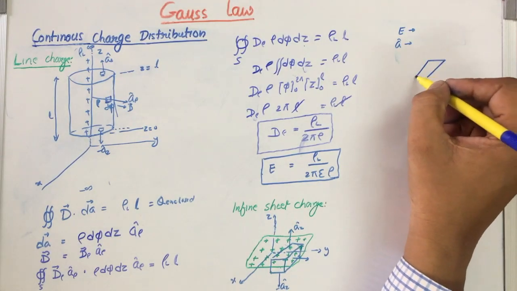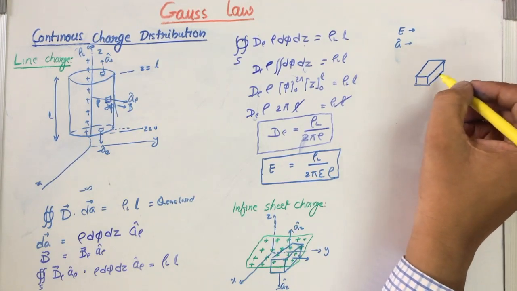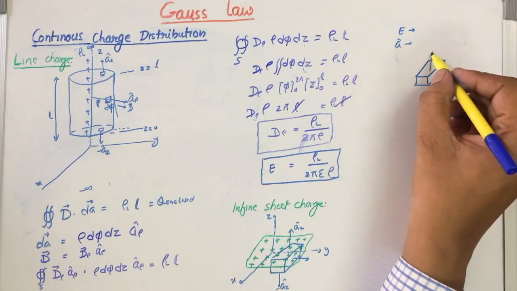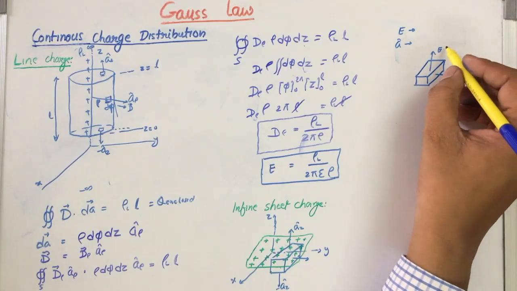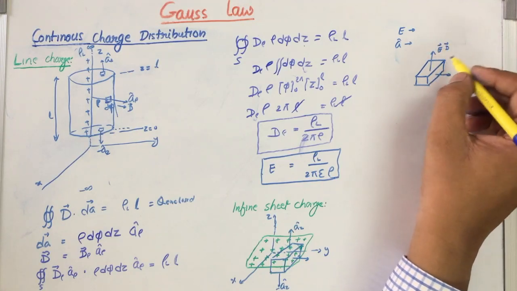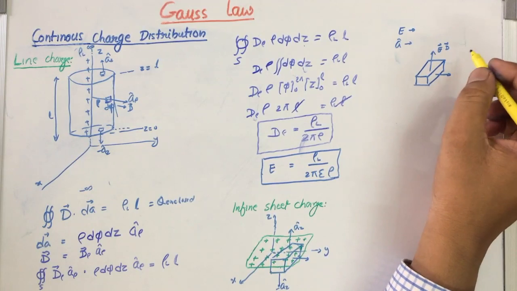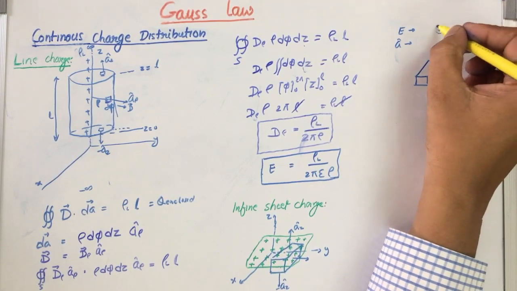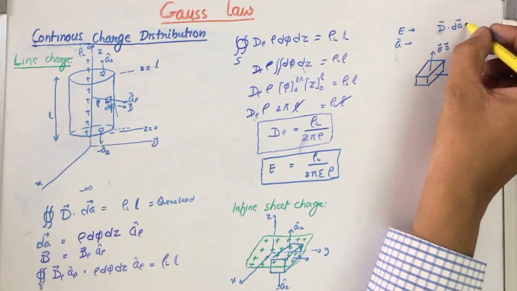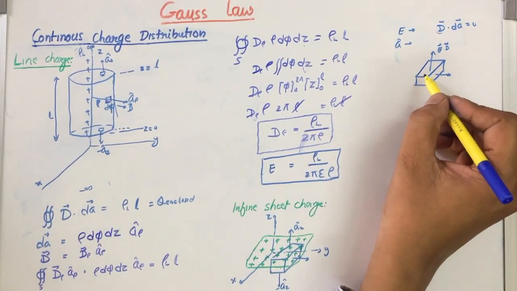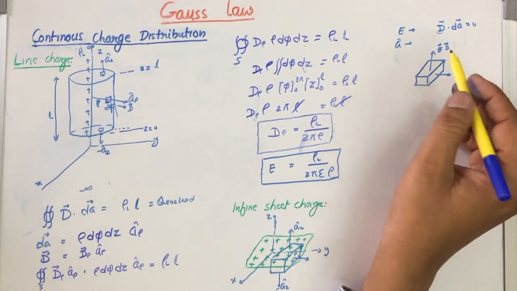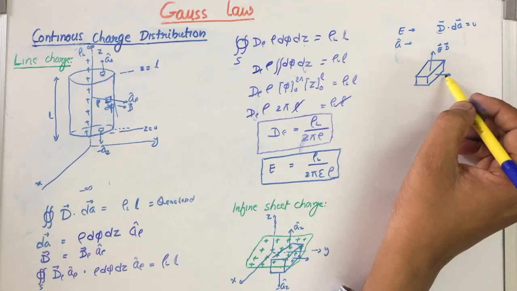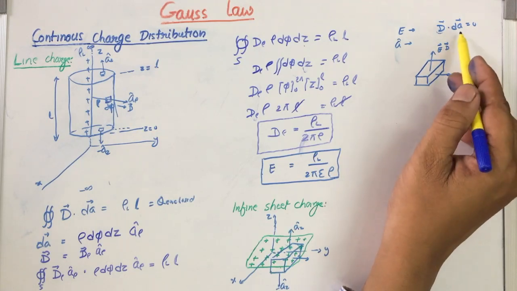Consider the cuboid once again here. The area vector for the surface is in this direction. Due to the positive charge distribution, the field will be in this direction. Both are at 90 degrees. So D dot dS will give you 0. Similarly, the surface just opposite to that will give you 0. This will give you 0 whenever E and dS are normal to each other. The D dot dS will be 0.